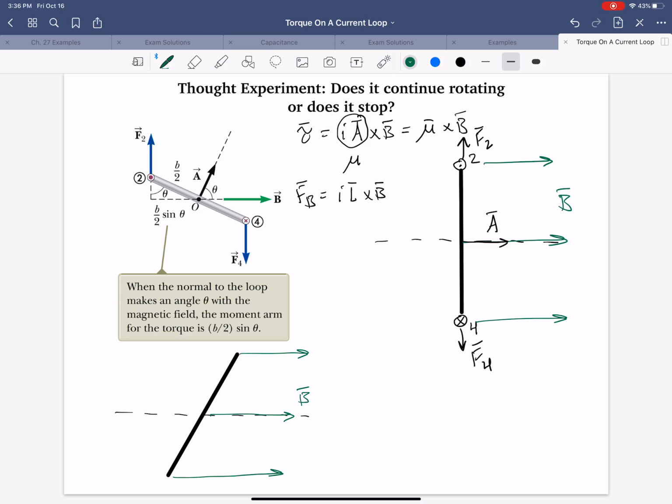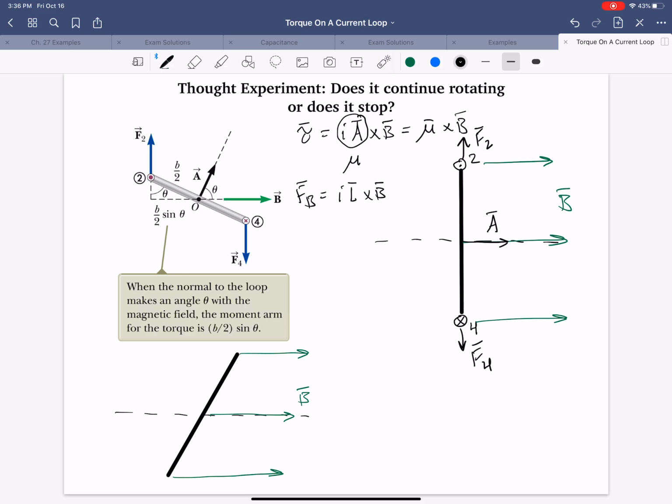Still horizontally to the right. Our area vector now is pointing at some angle, but now it's pointing below the magnetic field direction. Okay, and this was section 2.